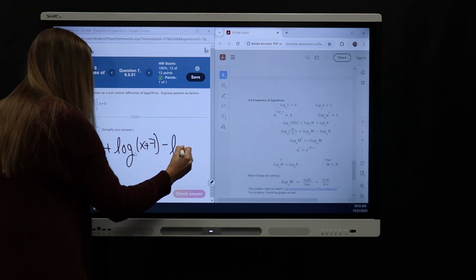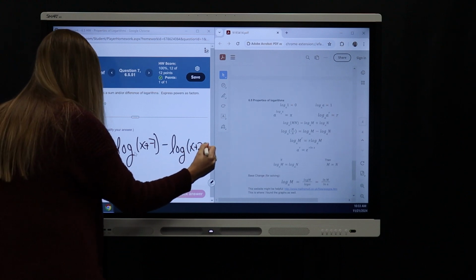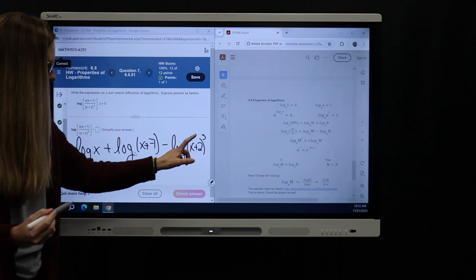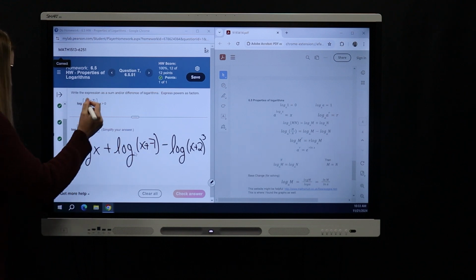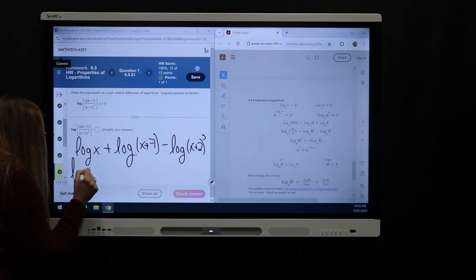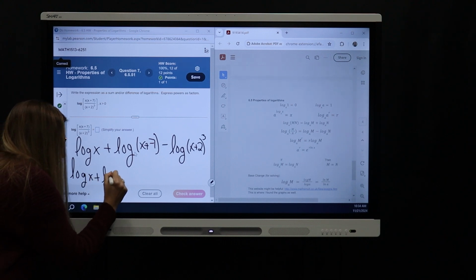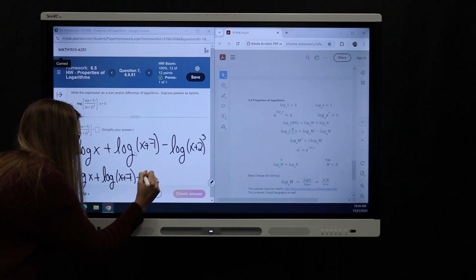So log x plus 2, and this is raised to the third power. So that power we're going to have to bring to the front of that log. Not everything, just this one. So let's rewrite that. Log x plus log x plus 7, subtract 3.